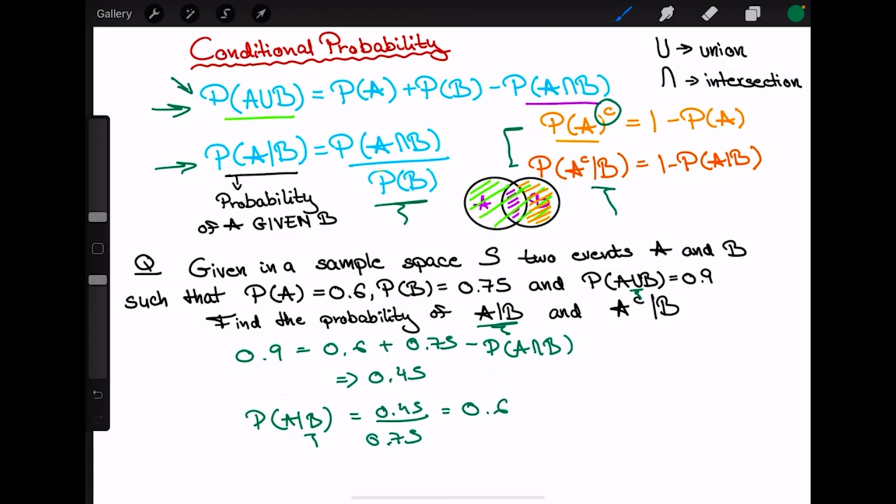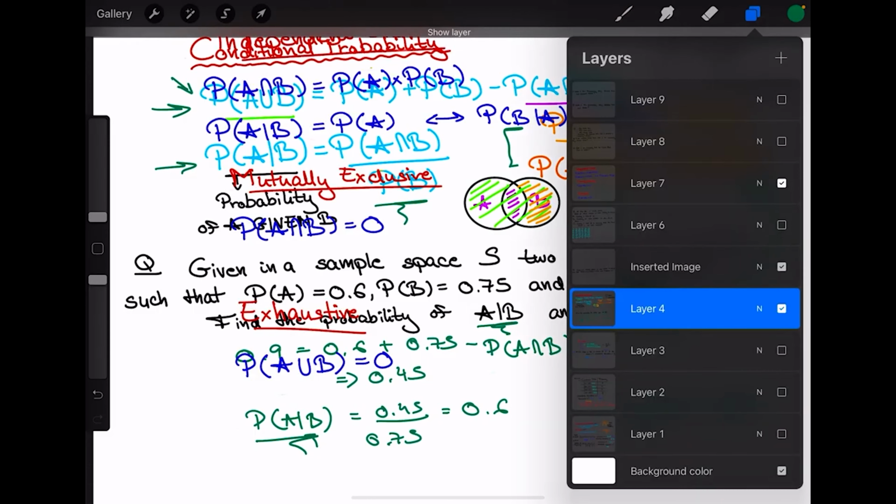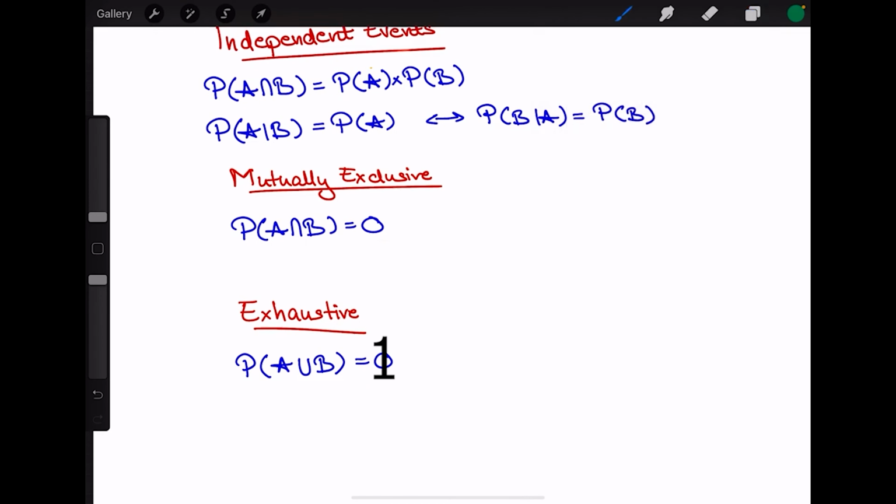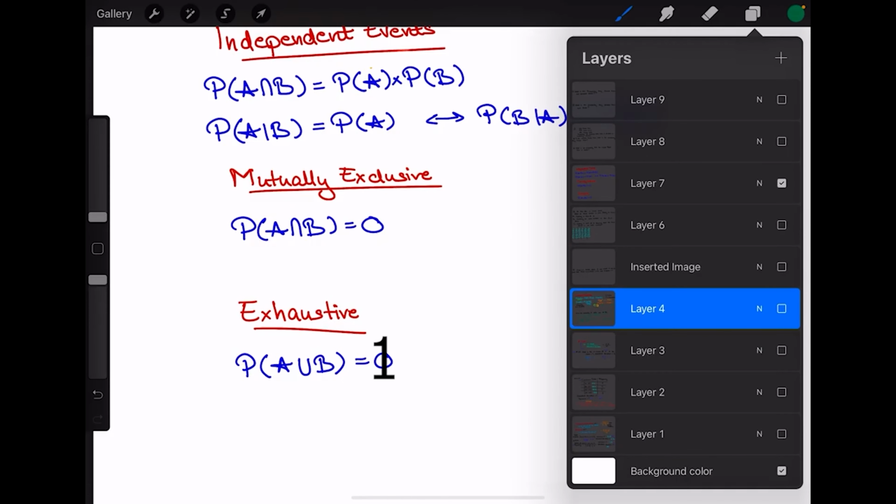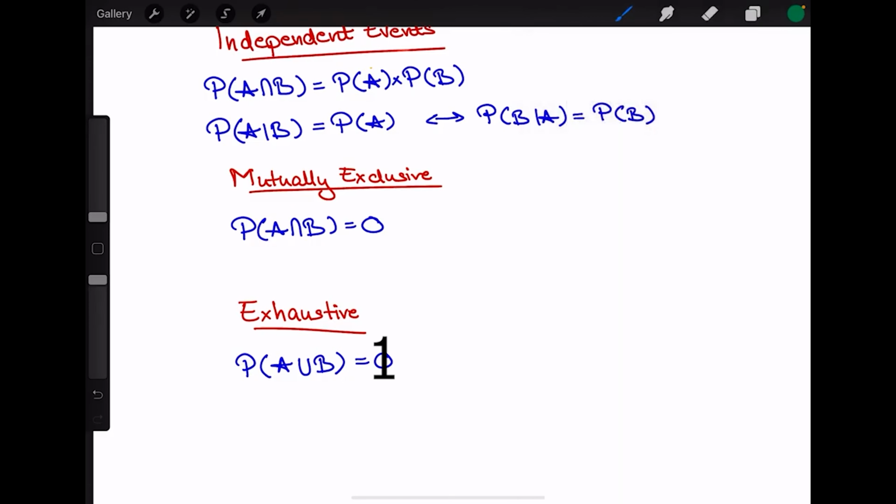Now, what's the probability of A not occurring given B is occurring? We already discussed this earlier. It's simply 1 minus probability of A given B. So 1 minus 0.6, which is 0.4. There you go. Now I'd like to cover a few significant events, which is independent events, mutually exclusive events, and exhaustive events.